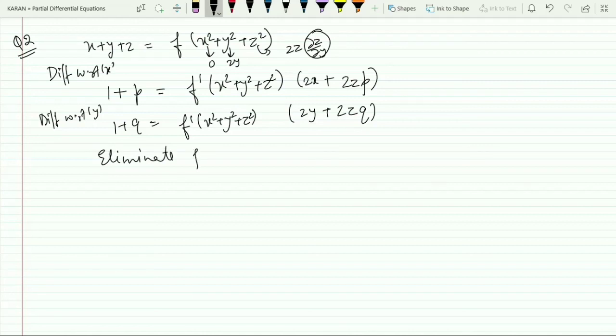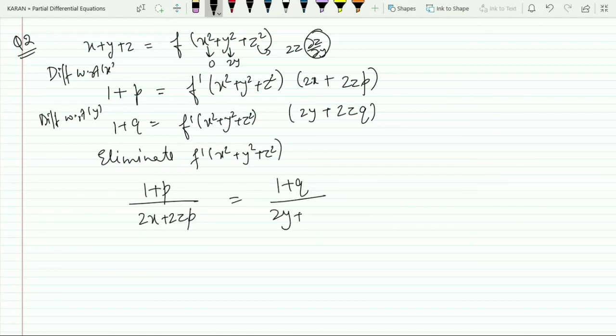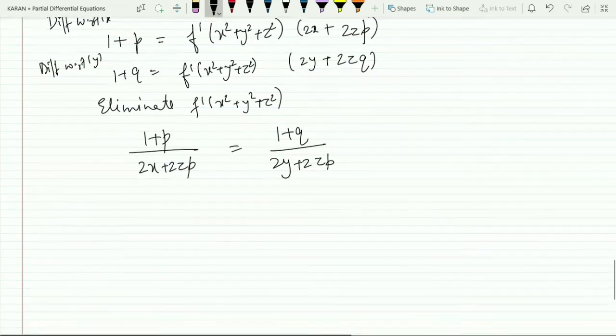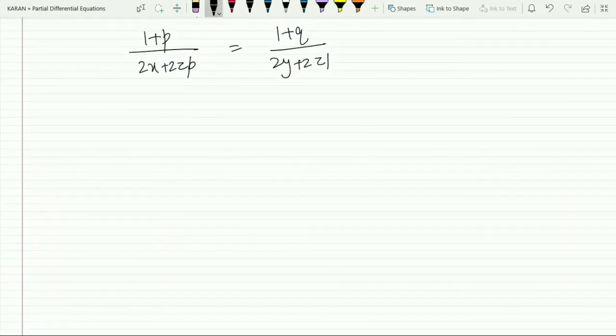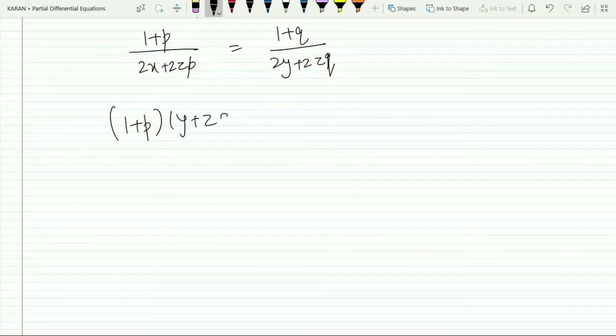Now just eliminate f dash of (x² + y² + z²) from these equations. So you can find out the value of f dash from the first equation, that will be (1 + p) divided by (2x + 2zp), and from the second one it will be (1 + q) divided by (2y + 2zq). So here it is q, sorry. And now just cancel out 2 from the denominator and just multiply. So this will be (1 + p) into (y + zq), and this is (1 + q) into (x + zp). So this is the required.